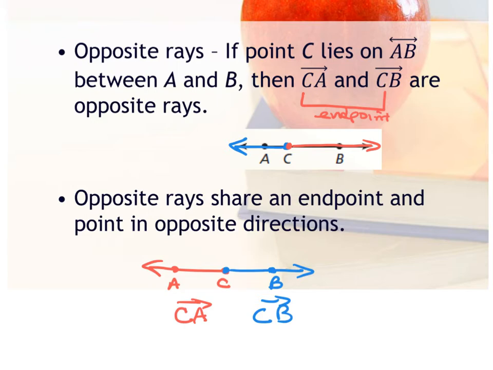So would those opposite rays all be collinear? Yes, these would be collinear points.